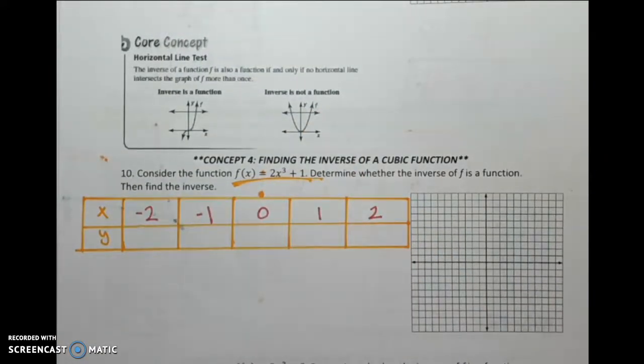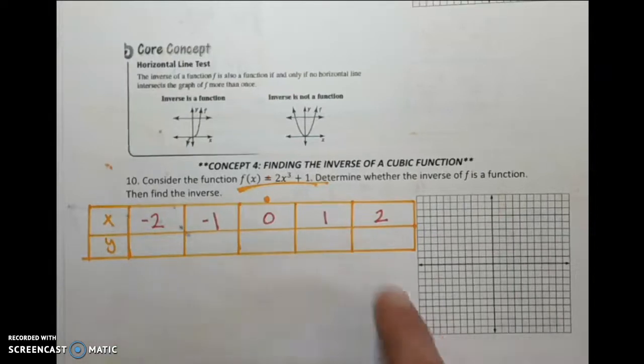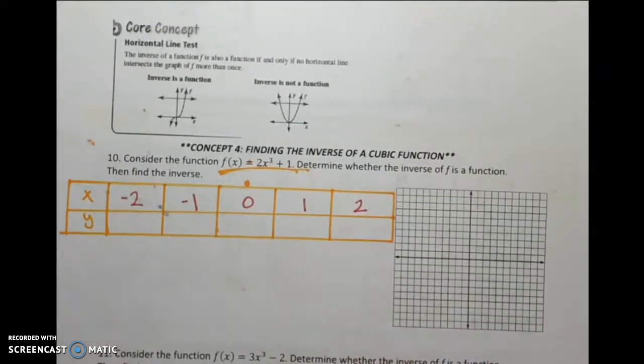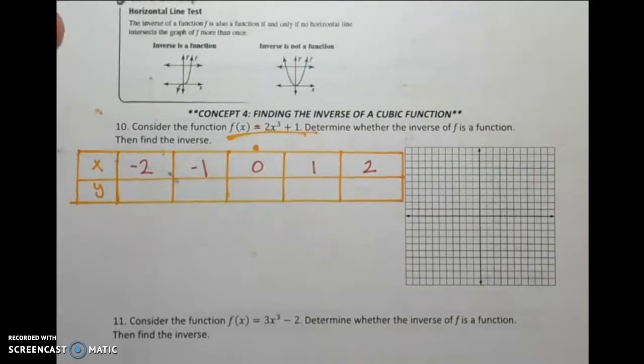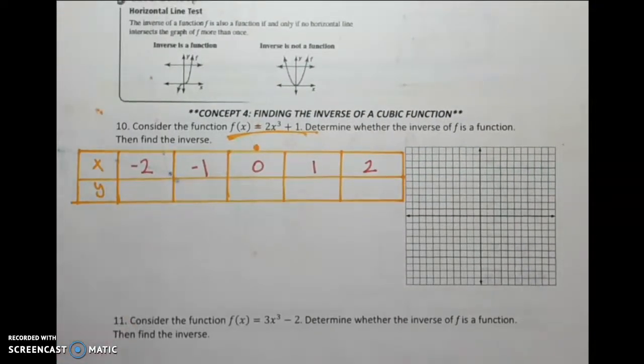So in concept number 4, I can consider the function f of x equals 2x cubed plus 1, determine whether the inverse of the function is a function, and then find the inverse. Once I graph this, I can identify if it passes that horizontal line test, and then the other key would be to go back and find the inverse. I'm going to go ahead and try to knock this all out in my time frame here.